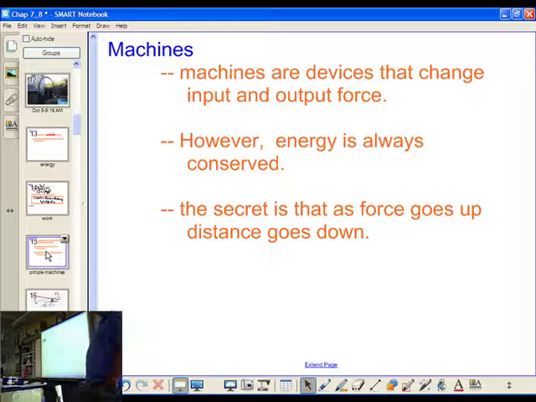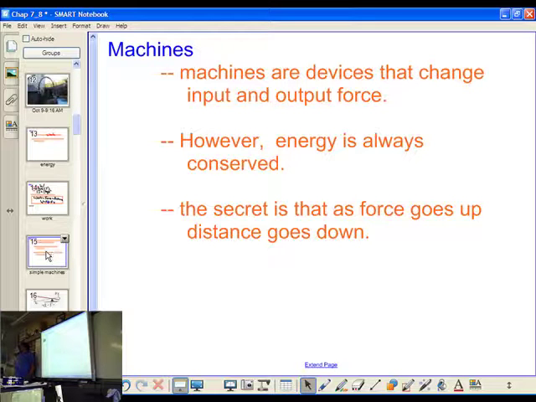However, energy is always conserved. Keep that in mind. When we deal with machines, the energy in the machine is always conserved. What does that word mean? Anytime you see the word conserved, conserved is a word that means whatever was in the beginning is the same as it is at the end.